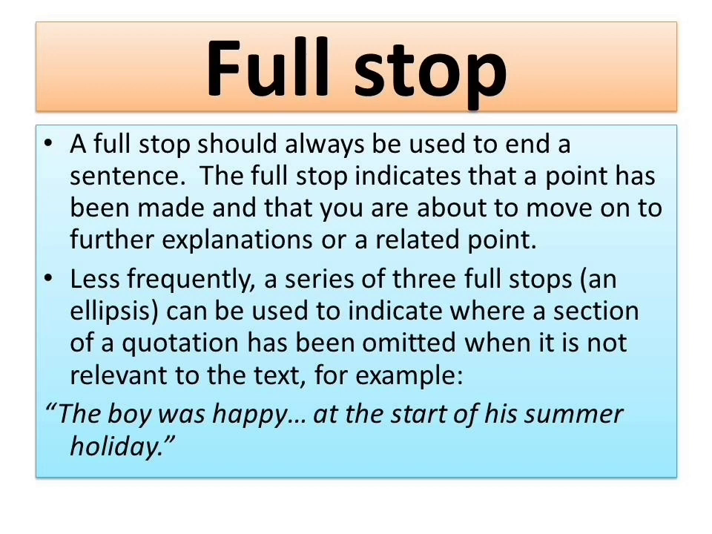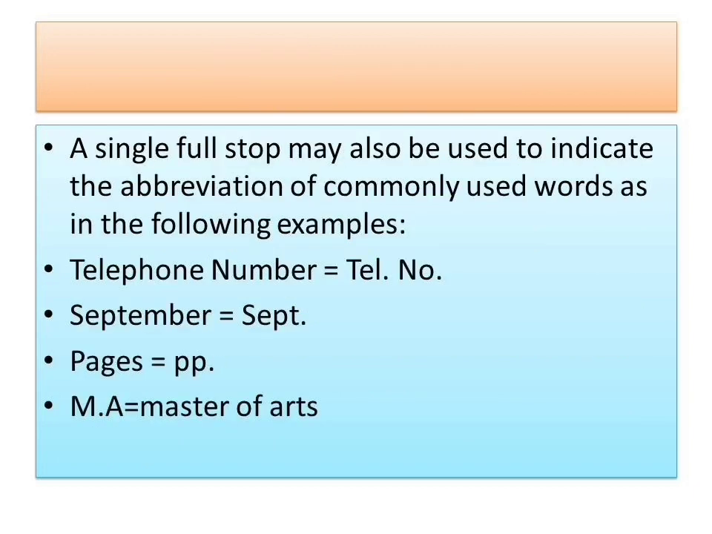Less frequently, a series of three full stops, which we also call ellipsis, is also punctuation. A series of three full stops can be used to indicate where a section of a quotation has been omitted when it is not relevant to the text. For example, the boy was happy at the start of his summer holiday. A single full stop may also be used to indicate the abbreviation of commonly used words as in the following: MA, PhD, MPhil.